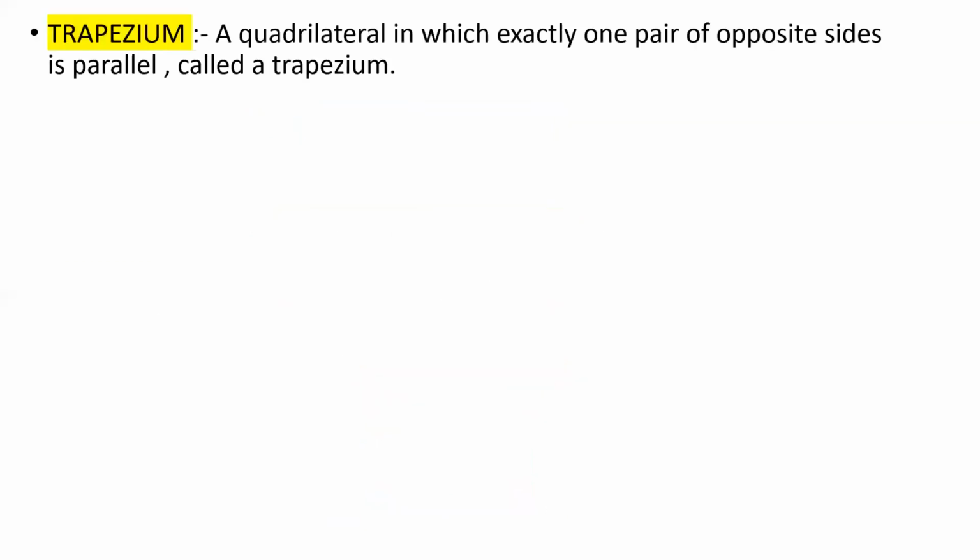Okay, let us see the next type of quadrilateral, a trapezium. A trapezium is a quadrilateral in which exactly one pair of opposite sides is parallel. That's why it is called a trapezium. If we see in this figure, AD is parallel to BC. When we say it's parallel, when you extend those segments, they do not meet each other. The distance between those two lines remains the same. That's why it is called parallel.